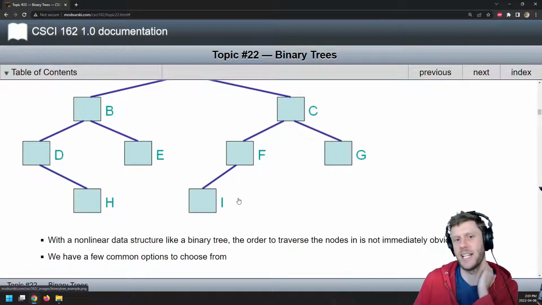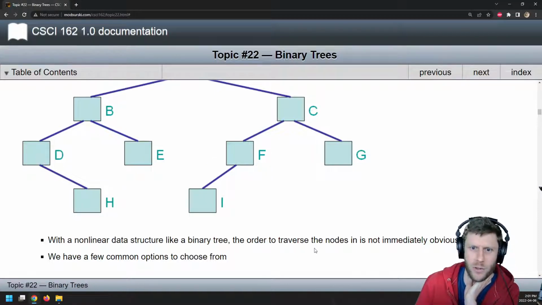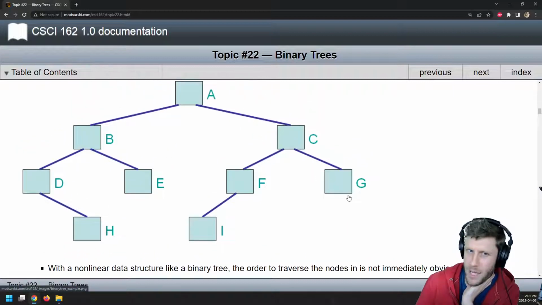So with nonlinear data structures like binary trees, the order to traverse the nodes in is not immediately obvious.